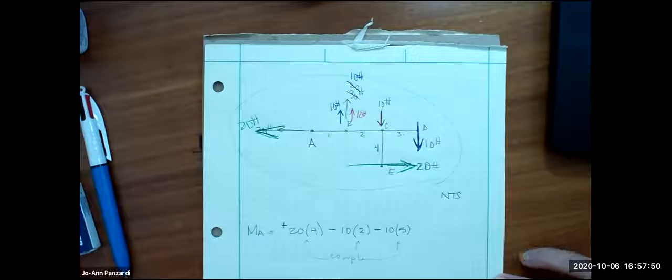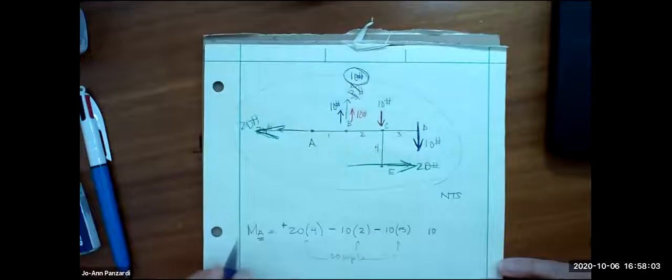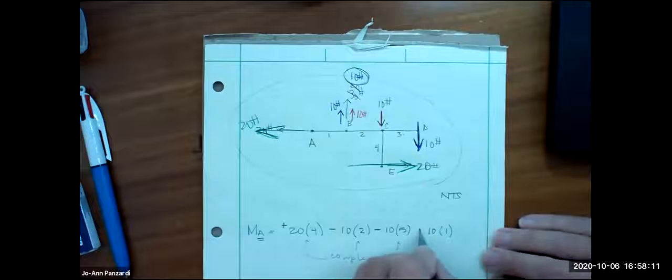But Colin, isn't there one lone force still? Yeah, the remaining force on B, the 10 pounds. Right, that remaining 10. So we're trying to find the moment about point A. So what's the distance? 1. Positive or negative? Positive. Sorry. Positive. So the moment about A turns out to be, let's see, these are both negative, so that's 60 negative, 60. I think I have plus 20.